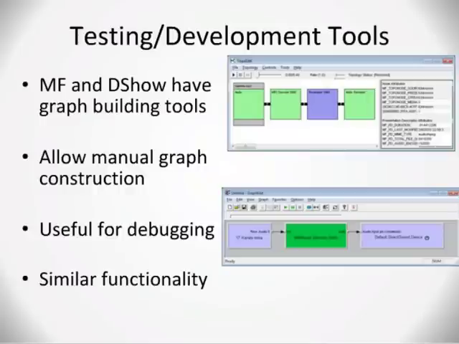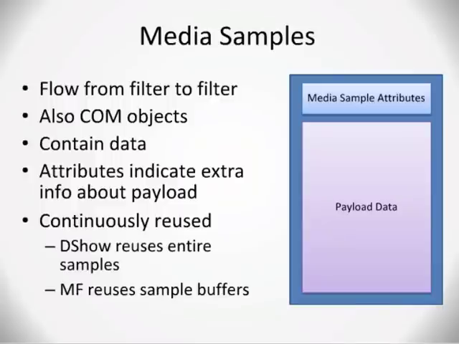Okay, so data flows in both the Media Foundation pipeline and the DirectShow pipeline in separate objects known as media samples. Media samples are also COM components, like all the other objects in both pipelines. They contain chunks of media data that is processed by the individual filters, transforms, sources, or sinks. So the media samples contain the payload data, basically a data buffer with whatever media you are processing, and besides that they also contain attributes, which are sets of flags inserted by various filters or transforms into the pipeline.